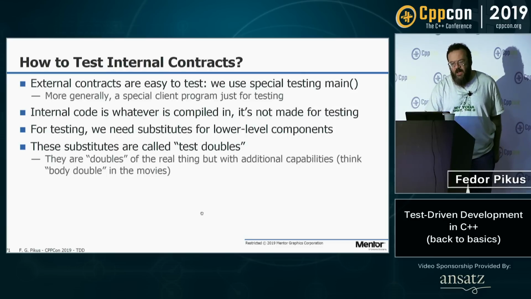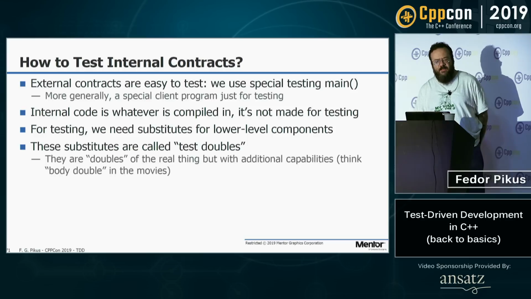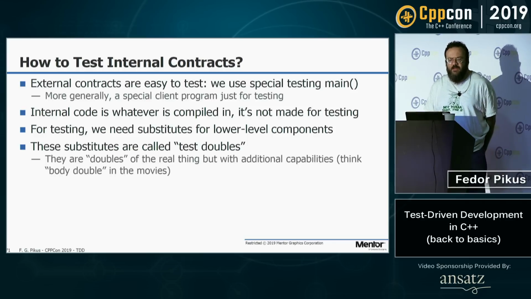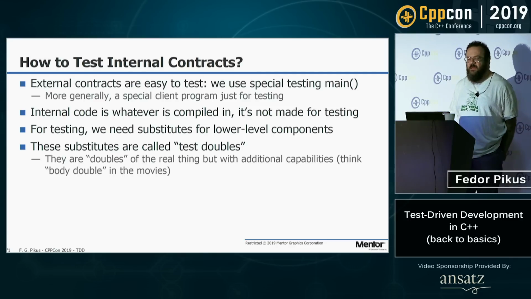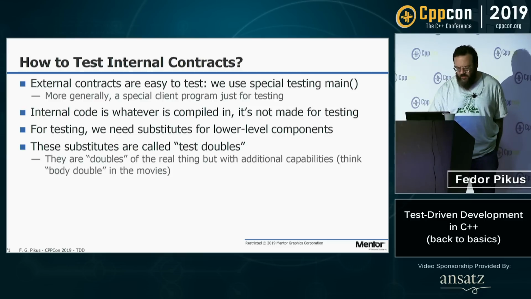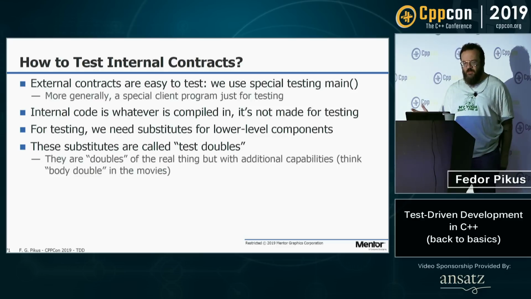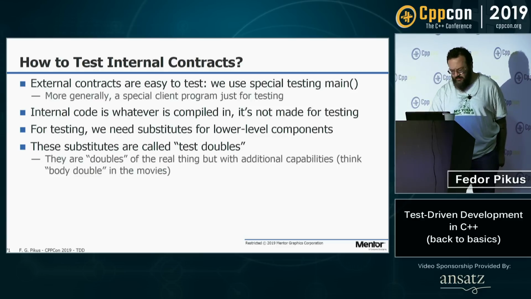How do you test for these internal contracts? External ones are easy. We have our special testing main, we call our interfaces, unit or whatever, and we test for the results. Internal code, well, it's compiled in, and the stuff that's compiled in wasn't built for testing. So we need somehow to substitute the dependencies, the lower level components. Those substitutes are called test doubles, so most of the rest of the talk will be about test doubles. They're kind of like body doubles in the movies. They take the role of the real thing and have some additional capabilities that the real thing doesn't.